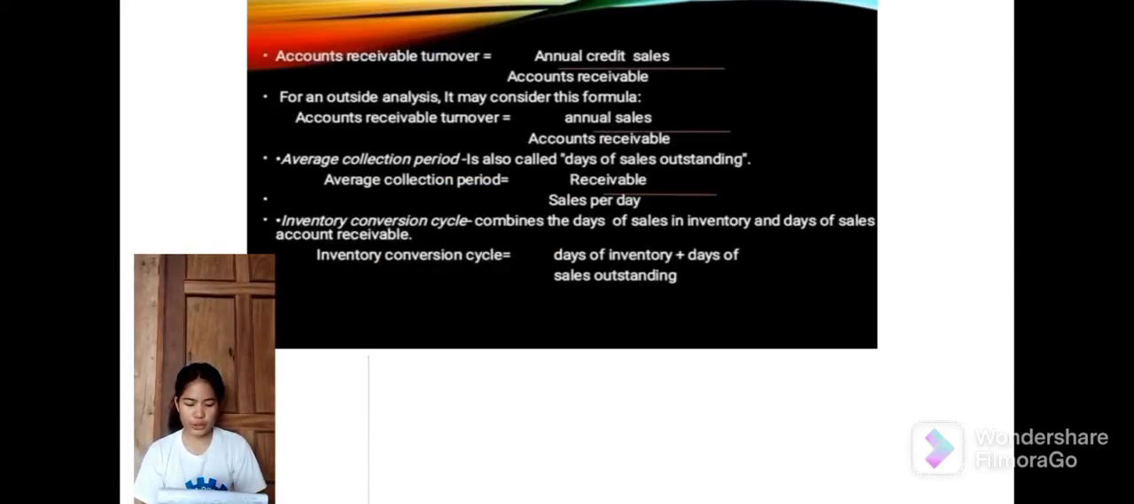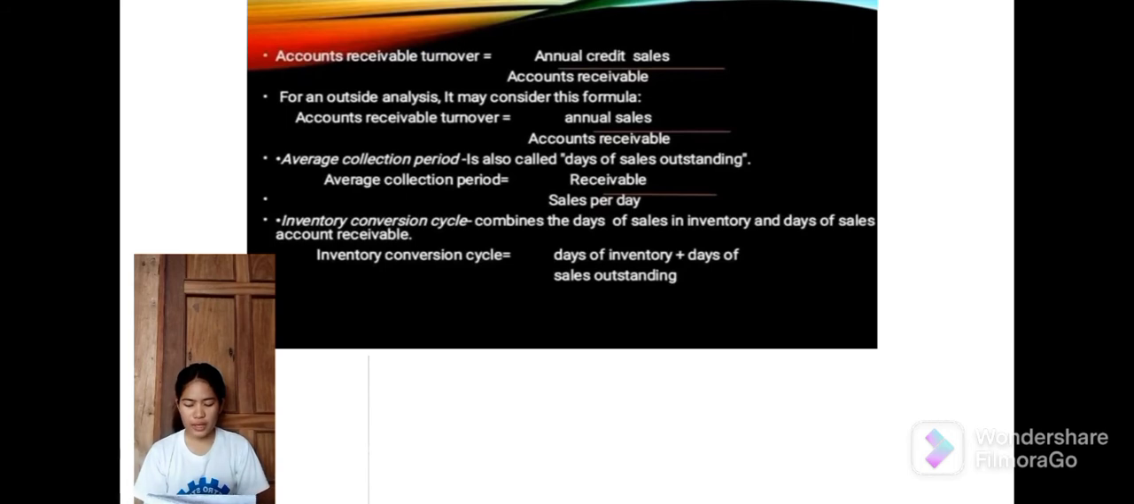Average collection period is also called days of sales outstanding. The average collection period describes the average time it takes to collect accounts. Average collection period is equal to receivables divided by sales per day.